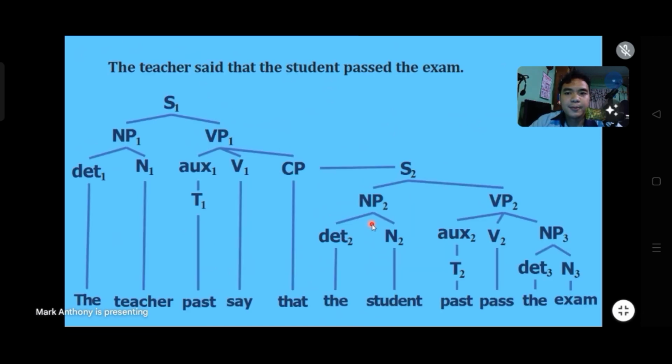So in this part, it seems like there are a lot of things going on, because as you can see, there are different constituents. But let's try to break down and analyze the sentence bit by bit. So the sentence is, the teacher said that the student passed the exam.